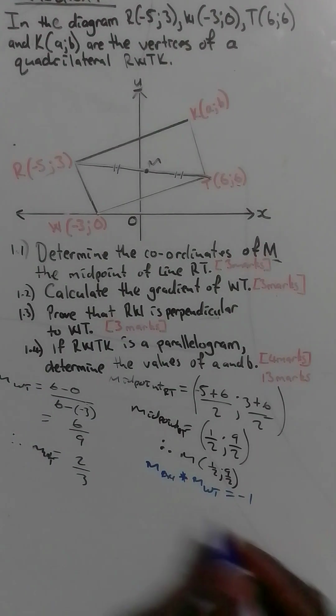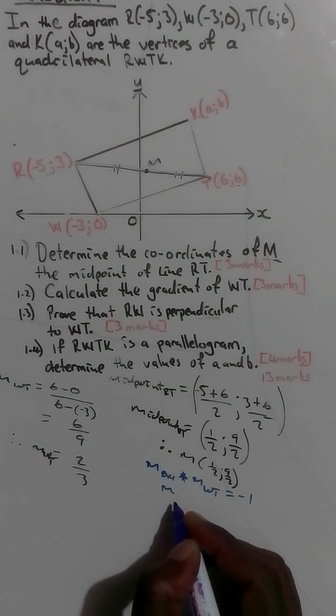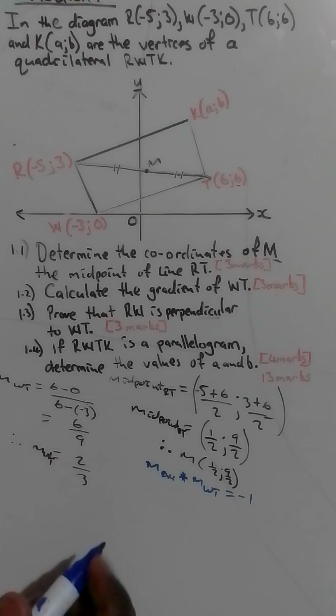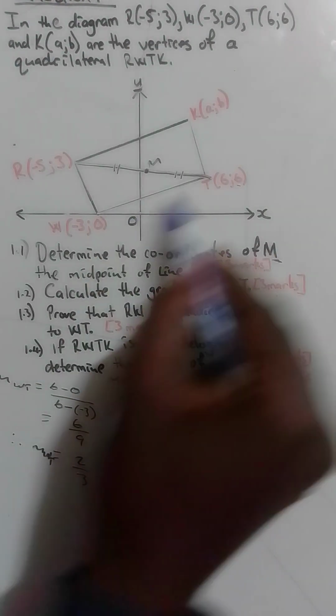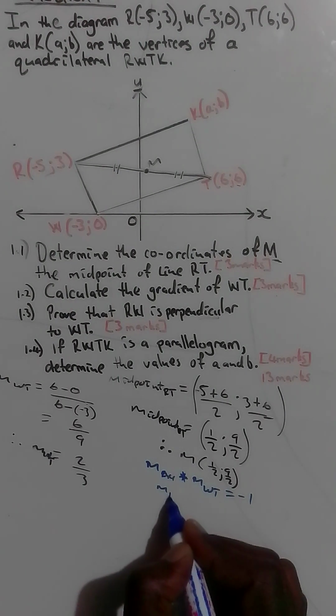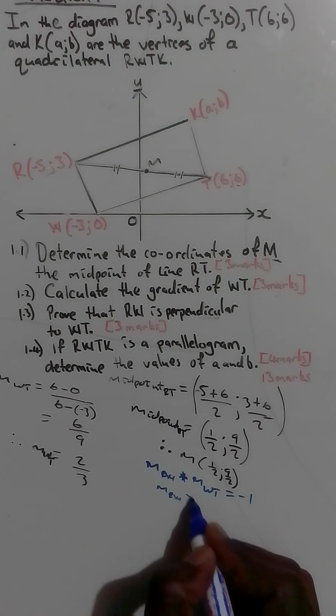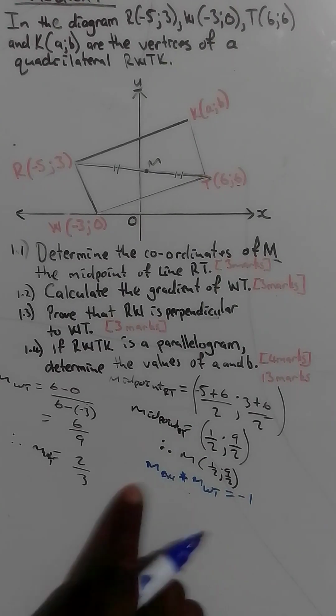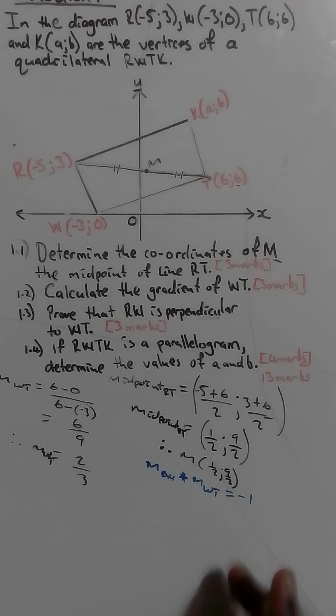So what am I going to do? Actually, I don't have to calculate for it, because remember, I just found out that the gradient of line WT is equal to 2/3. So now the gradient of line RW multiplied by, oh, but in this case I have to find it. Let me find it.